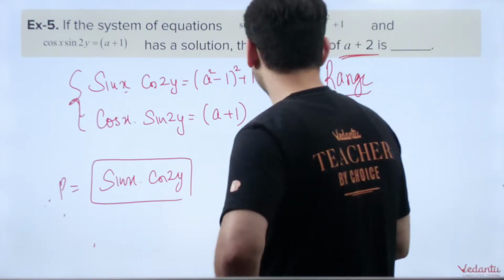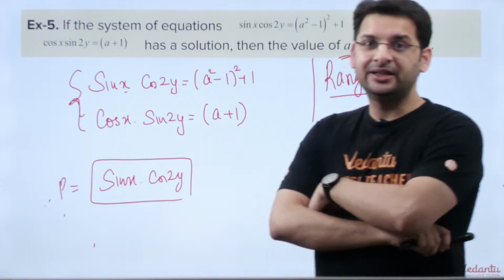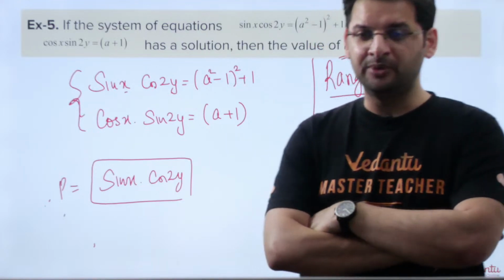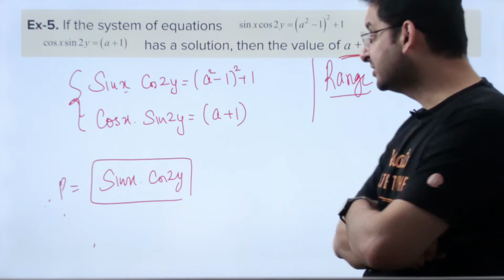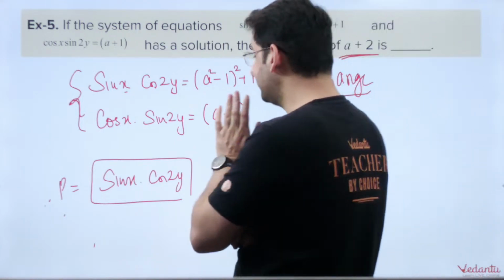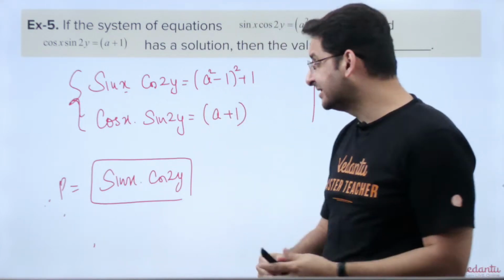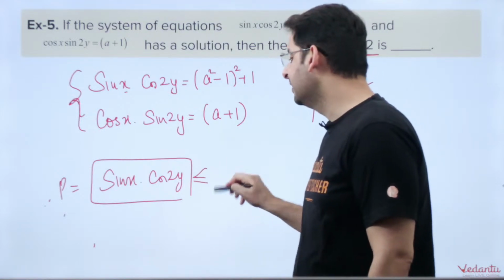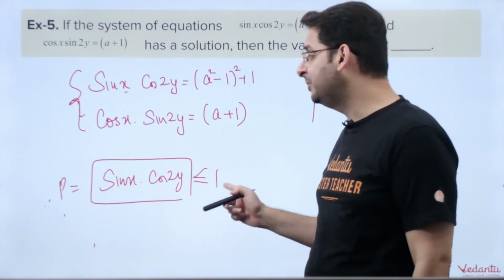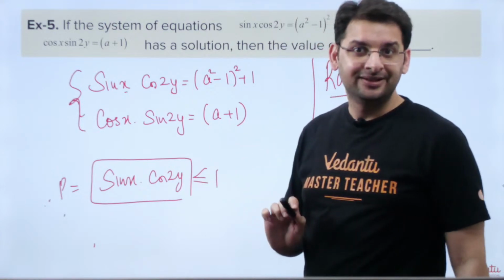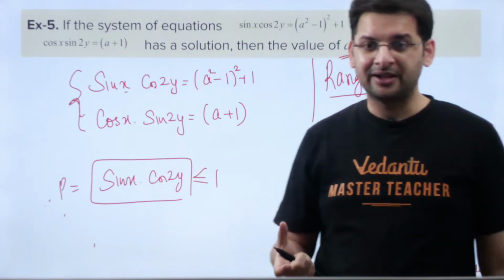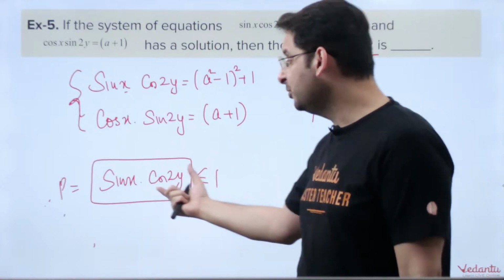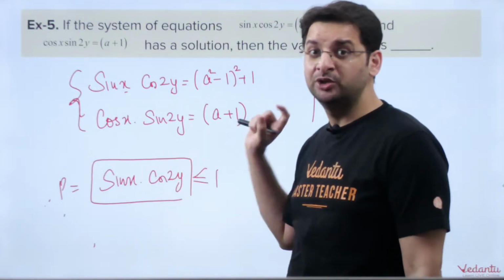Can anyone tell me on the chat? Maximum value of p is going to be what? So sin x maximum value is 1, cos 2y maximum value is 1. So overall maximum value is always going to be 1. And when would this value be 1? When both are equal to 1. Otherwise, for all other cases, the product is always going to be less than 1.